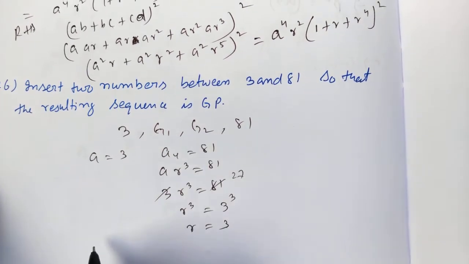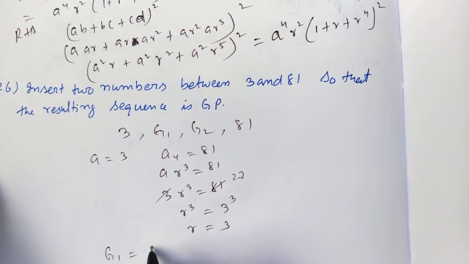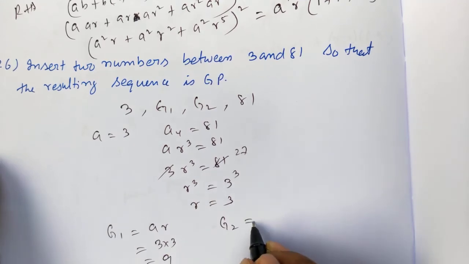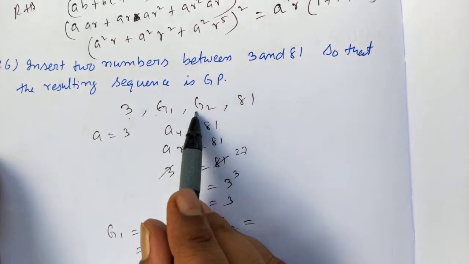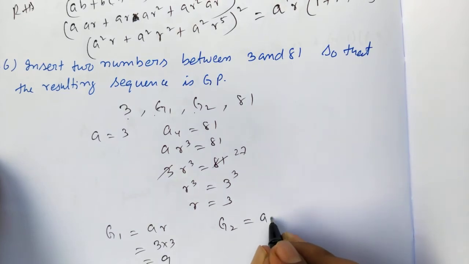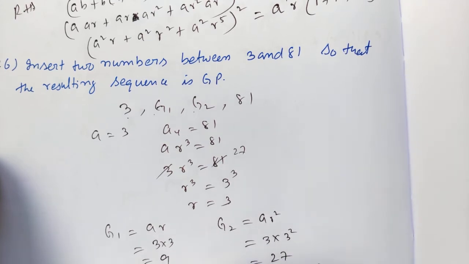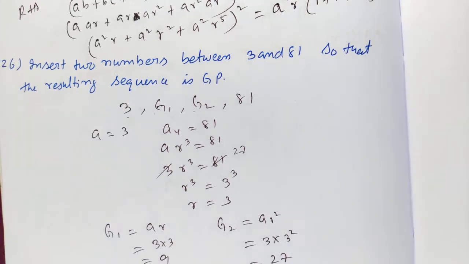Now we can find G1. G1 is second term, that means AR. A is 3 into 3, 9. G2 is third term, first, second, third. So we can write AR square, 3 into 3 square, we'll get 27. So we got the numbers.